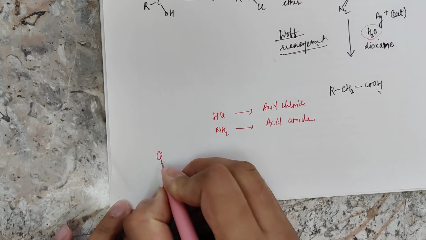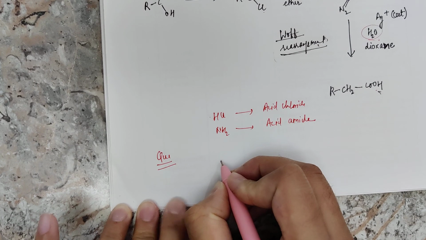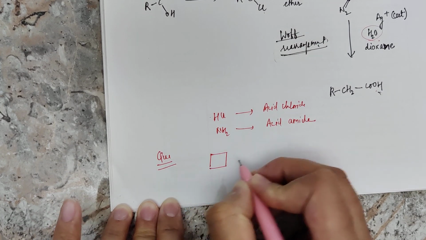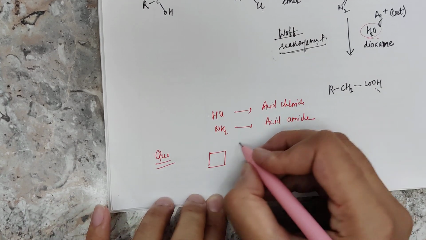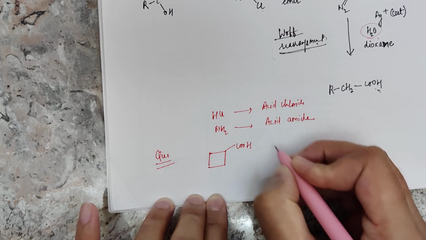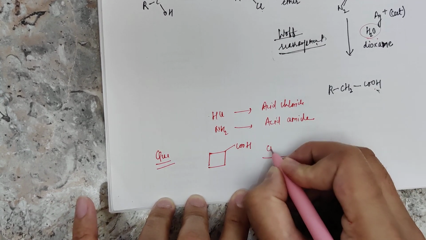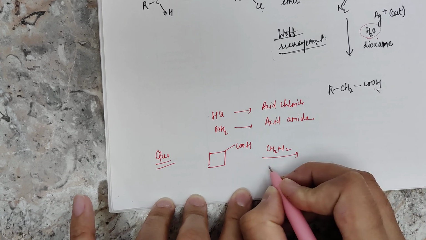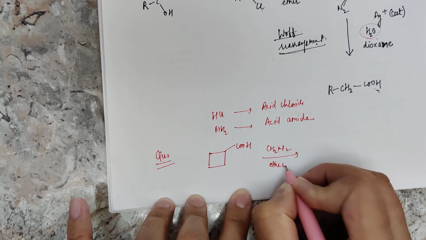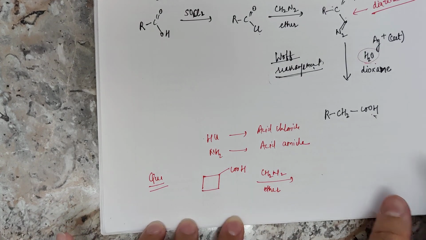There is a question for you to attempt. This is cyclobutane carboxylic acid. If this undergoes a reaction with diazomethane in ether, what will be the product? It's a very simple question, I think.